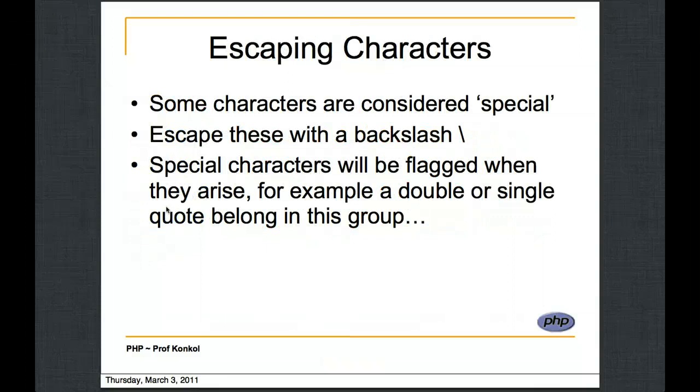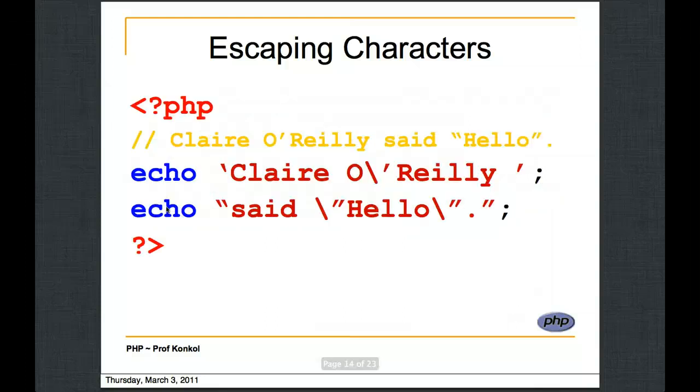Escaping characters. Some characters are considered what's called special characters, and you escape them with a backslash. Special characters would be flagged when they arise. For example, a double or single quote belong in this group of special characters. Here's some examples of that. Say you have the name Claire O'Reilly, okay? Notice Claire O'Reilly has an apostrophe there.